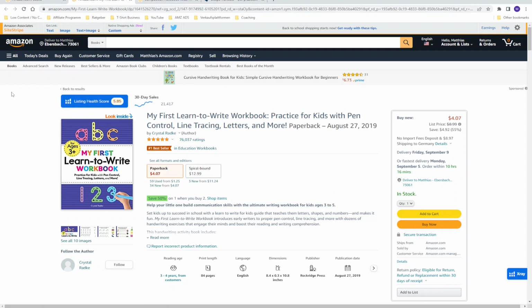So on the screen, the title is very good, but what's missing is what benefits a person achieves when he is working with this book. So the title is telling, okay, this is a workbook for kids and what's in the book: line tracing, letters, pen control. The only thing you have to add to this title is what the kid is learning when he's using the book. For example, practice for kids with line tracing to become a better writer or to get better grades or to get better in school. So communicate the advantages in your title.